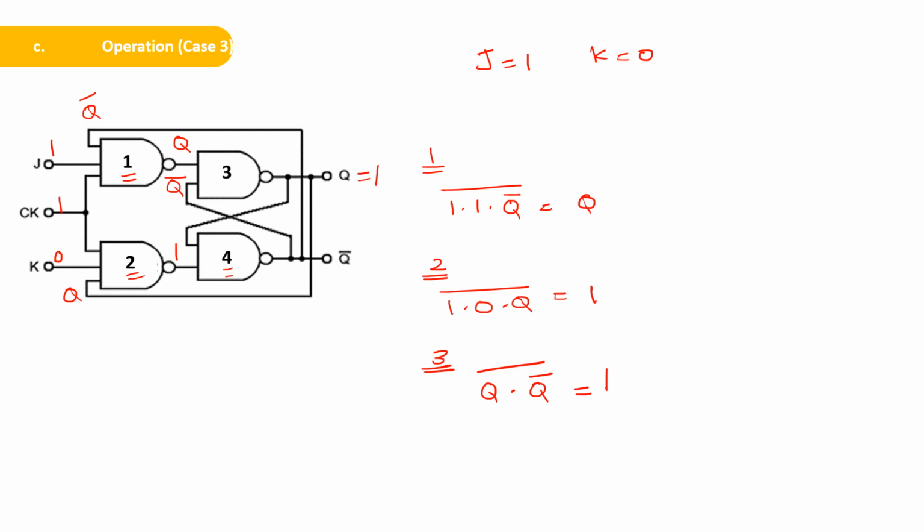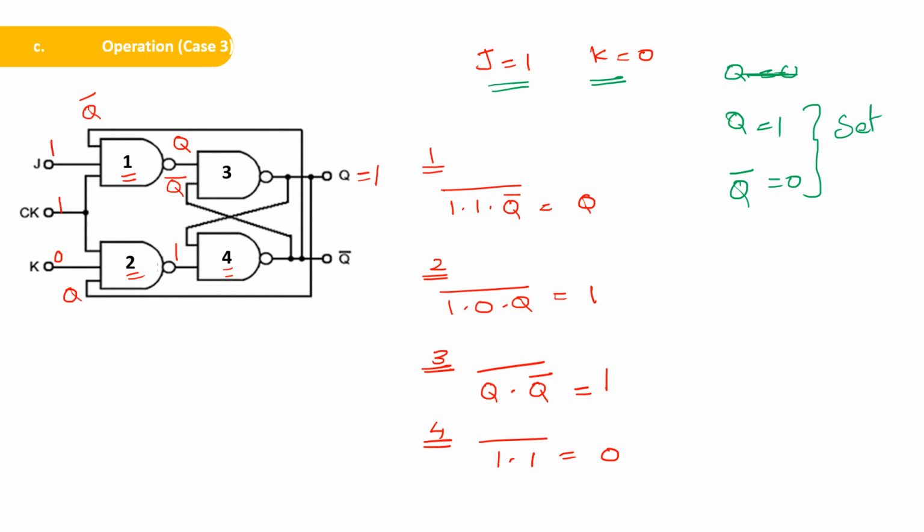So if you take NAND gate 4, the first input is 1 and the second input is also 1. Its complement is equal to 0. So you will get Q as 1 and Q bar as 0 when you apply J is equal to 1 and K is equal to 0. So your flip-flop is said to be set.